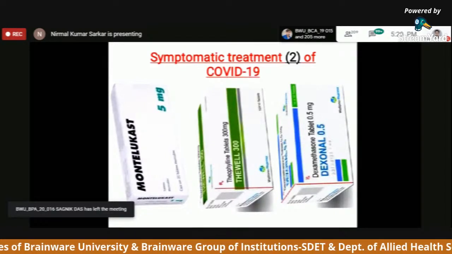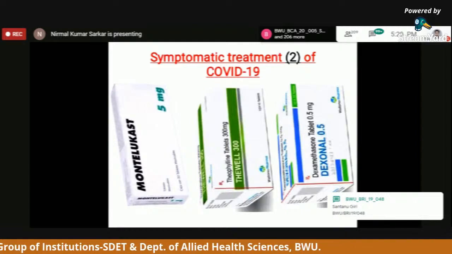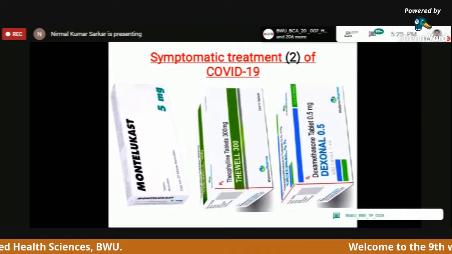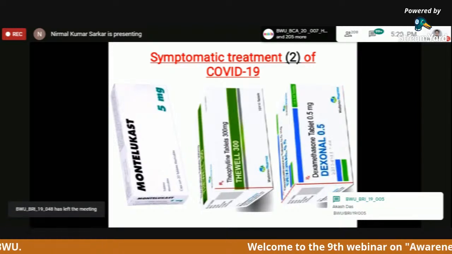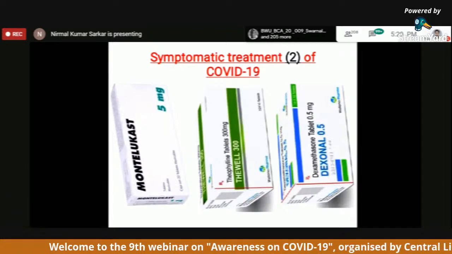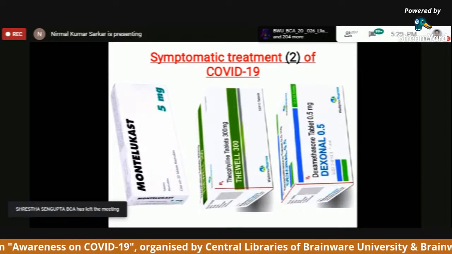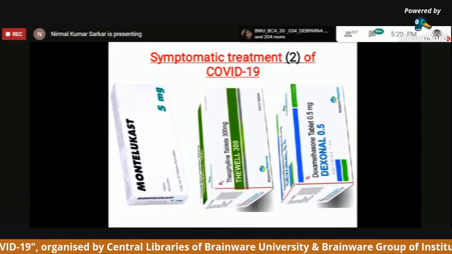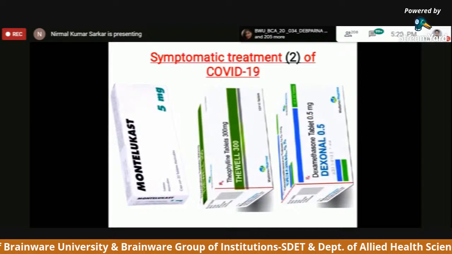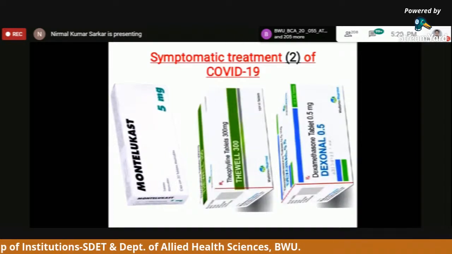Another drug, theophylline, is also used as a bronchodilator. Theophylline inhibits certain phosphodiesterase enzymes, which increases cyclic GMP level in smooth muscles and thereby facilitates relaxation of smooth muscles in the walls of bronchioles and bronchi.